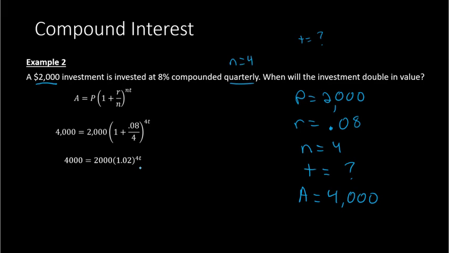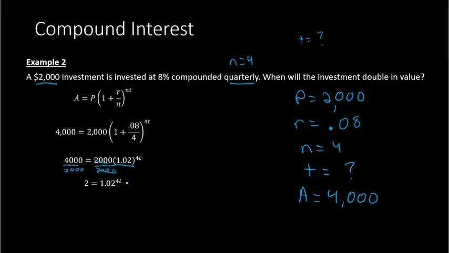So from here, we're trying to solve for t, so we can get rid of this 2,000 being multiplied. We can get rid of that by dividing both sides by 2,000. So when you divide both sides by 2,000, it cancels. We now have 2 on the left equals 1.02 to the 4t power.